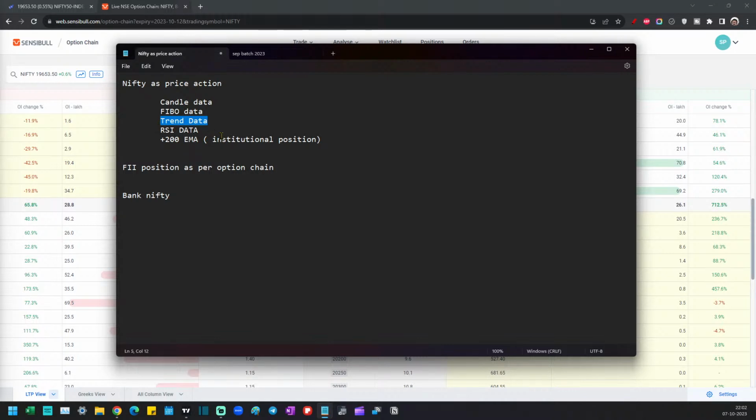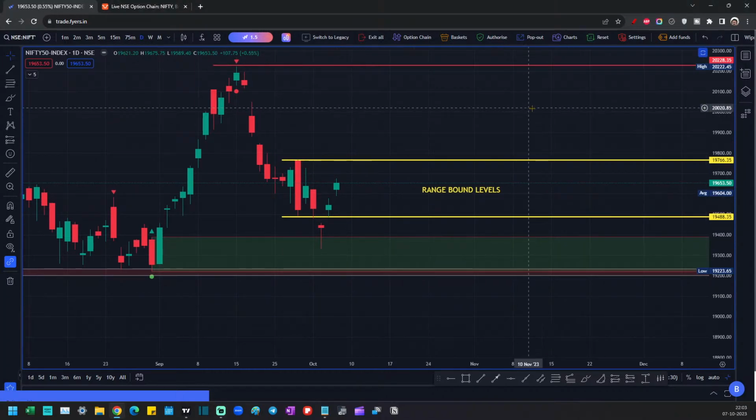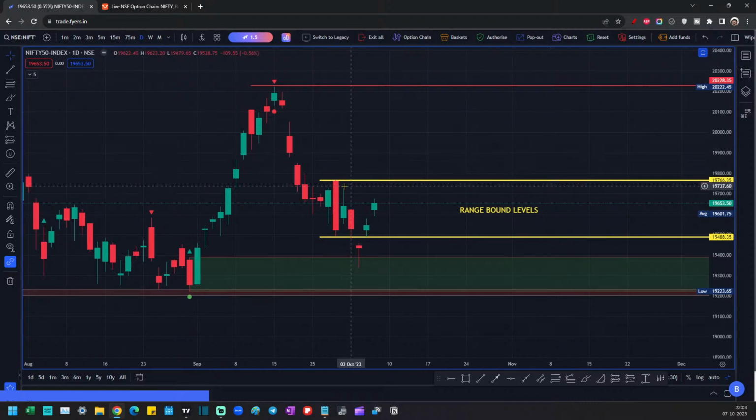So we'll be looking into that data, plus we'll be adding RSI into our confluence to look at where Nifty is actually heading, and we'll also see if the candles are trading above or below the 200 EMA. Plus we'll look into the option chain as per the FII's position. Now I have been actively posting and telling the channel and the source that Nifty is in a very good range bound channel.